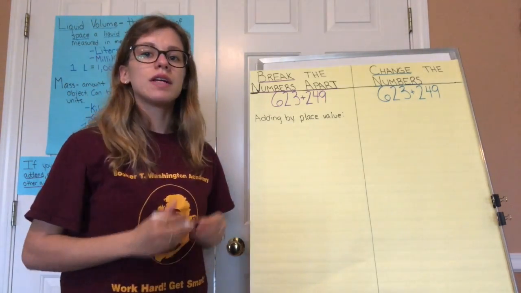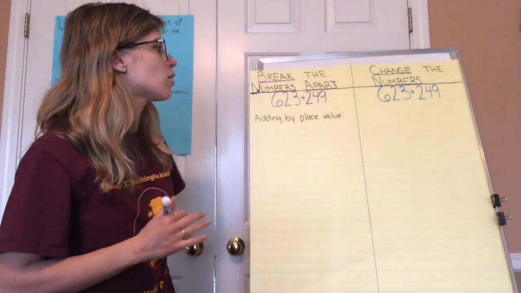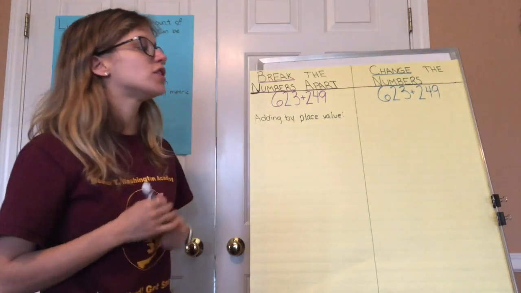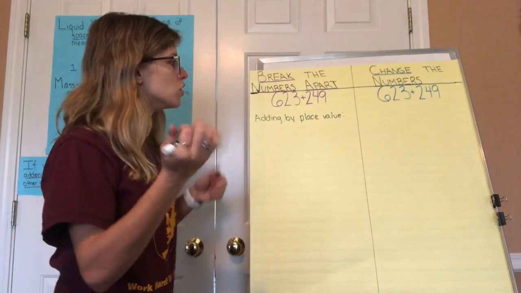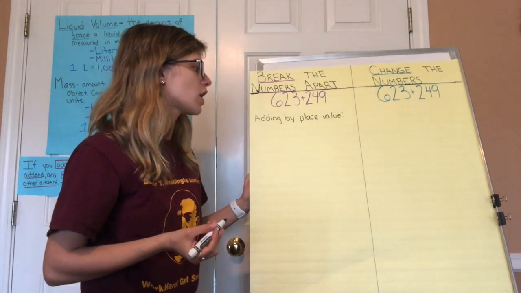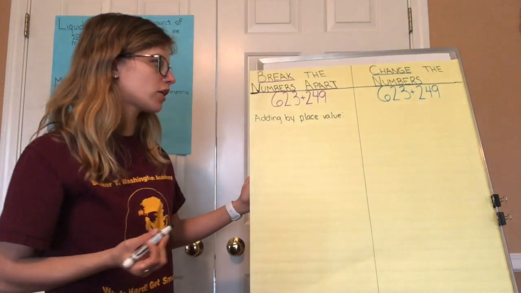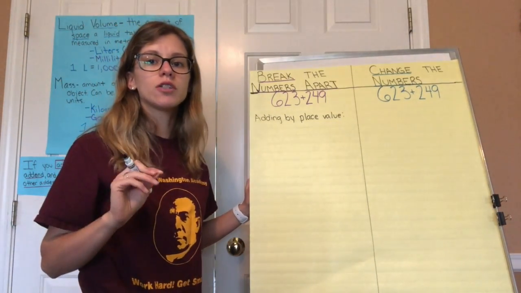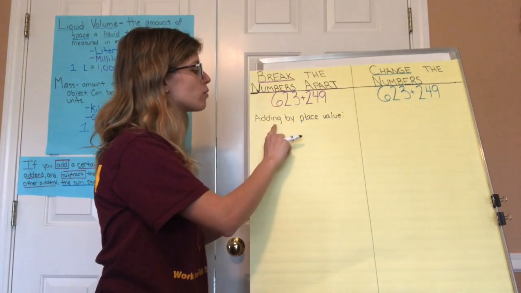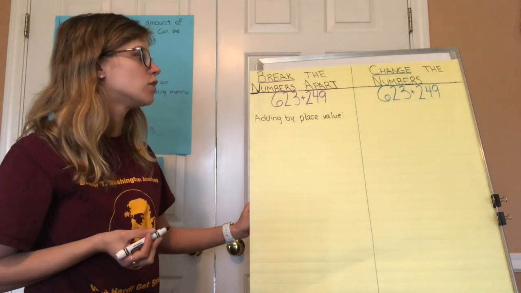So what I have here is a chart, and on half of the chart it shows the strategy of breaking the numbers apart. On the other half, it's the changing the numbers strategy. For both I have the equation of 623 plus 249. My first strategy is adding by place value. What I want you to do is pause me and think about what numbers would show me the strategy of adding by place value for 623 plus 249.